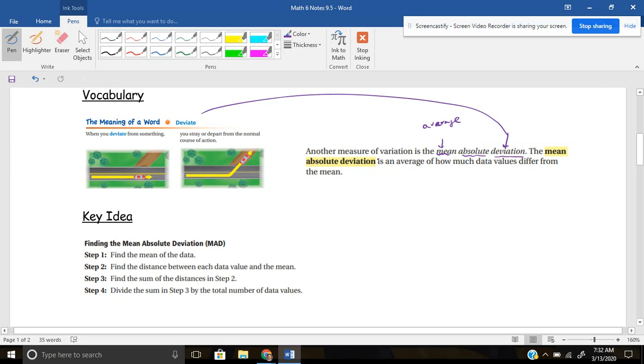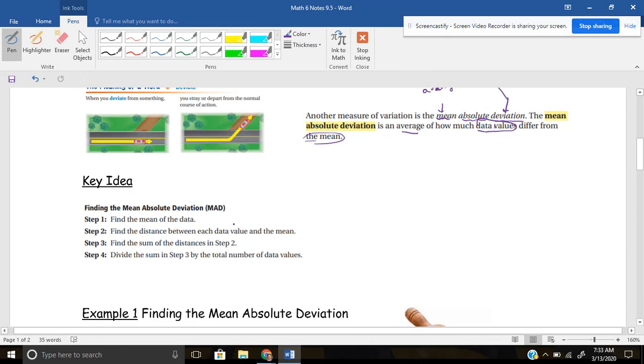So the mean absolute deviation is an average of how much data values differ from the mean. So we're pretty much comparing your different data values to your mean. We're saying, on average, how far away from the mean are they? How far away from the average are they? So it's kind of like an average of an average. Sounds a little bit odd, but we'll try a few of these out.